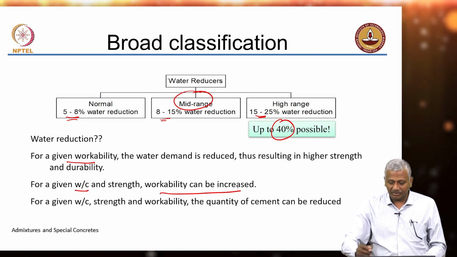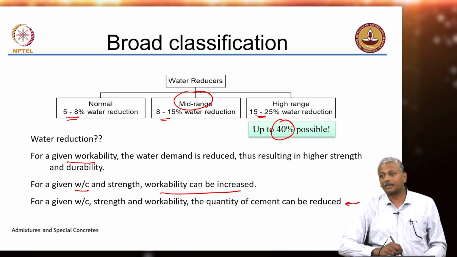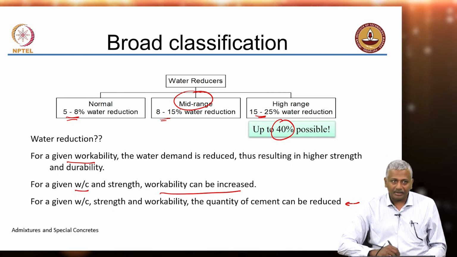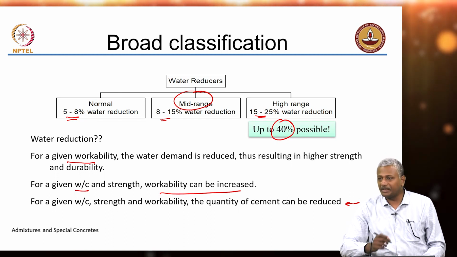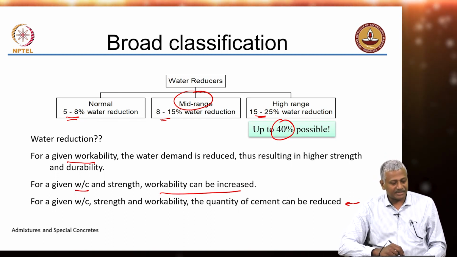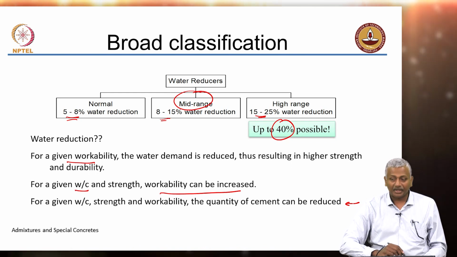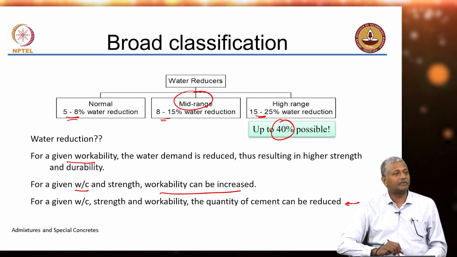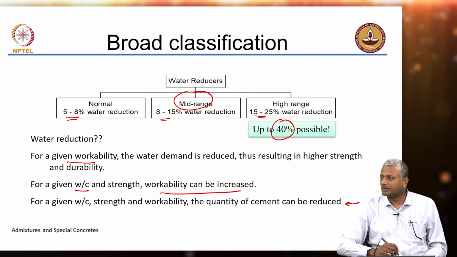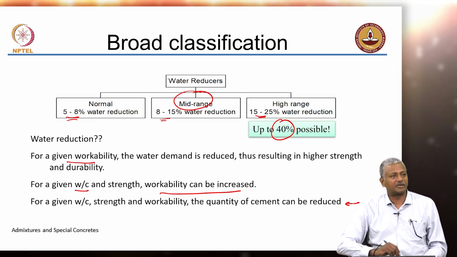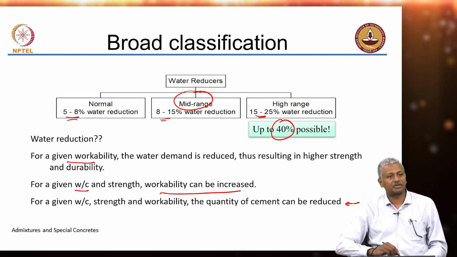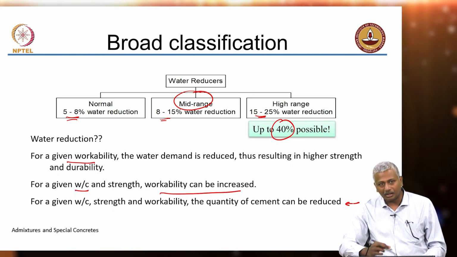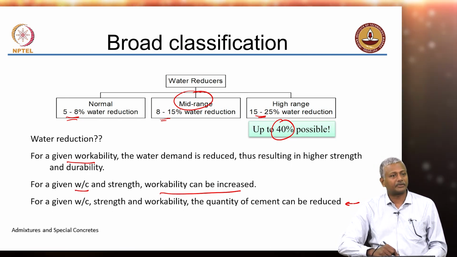But the most important is the third one. The most important application of superplasticizers in modern day understanding of concrete should be taken as the third one, which says that for a given water to cement ratio and for the same strength and workability level, the quantity of cement can be reduced. Now, how can this happen? We have designed concrete with a particular cement content with a particular water cement ratio. Now, I am telling you that if you use a chemical admixture, you can cut down on the cement. How can that happen?